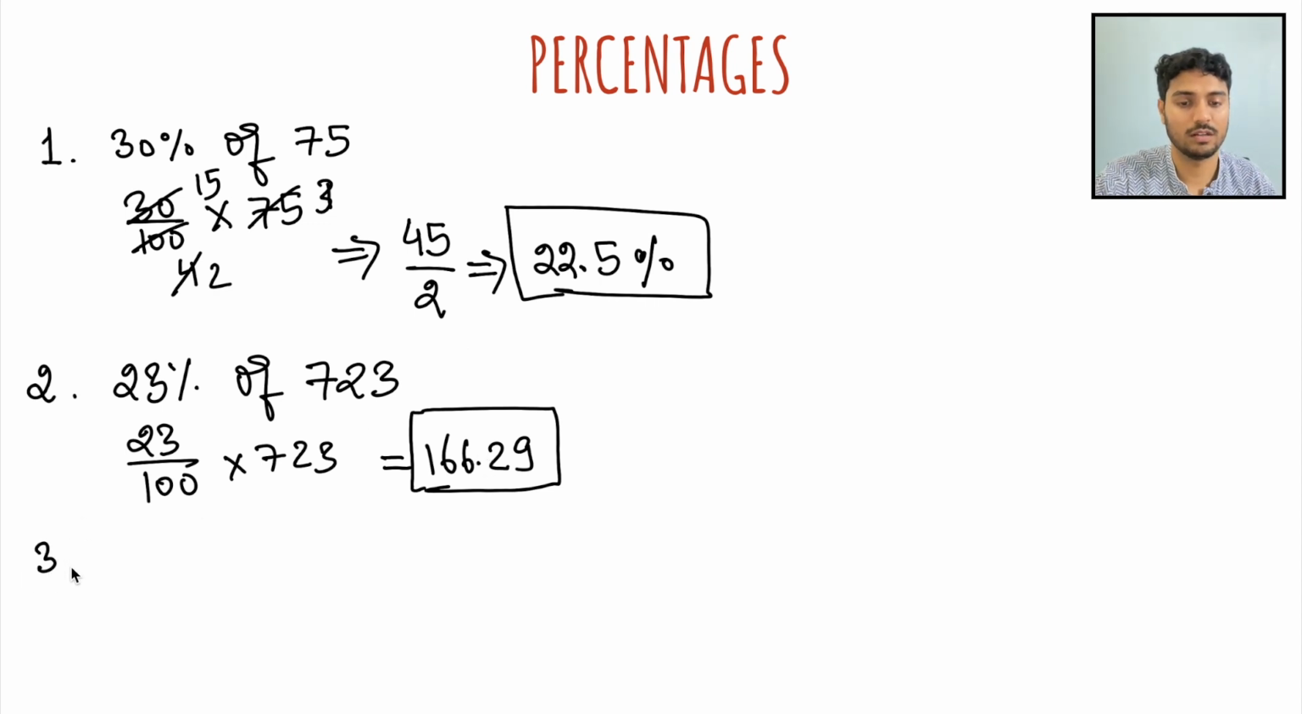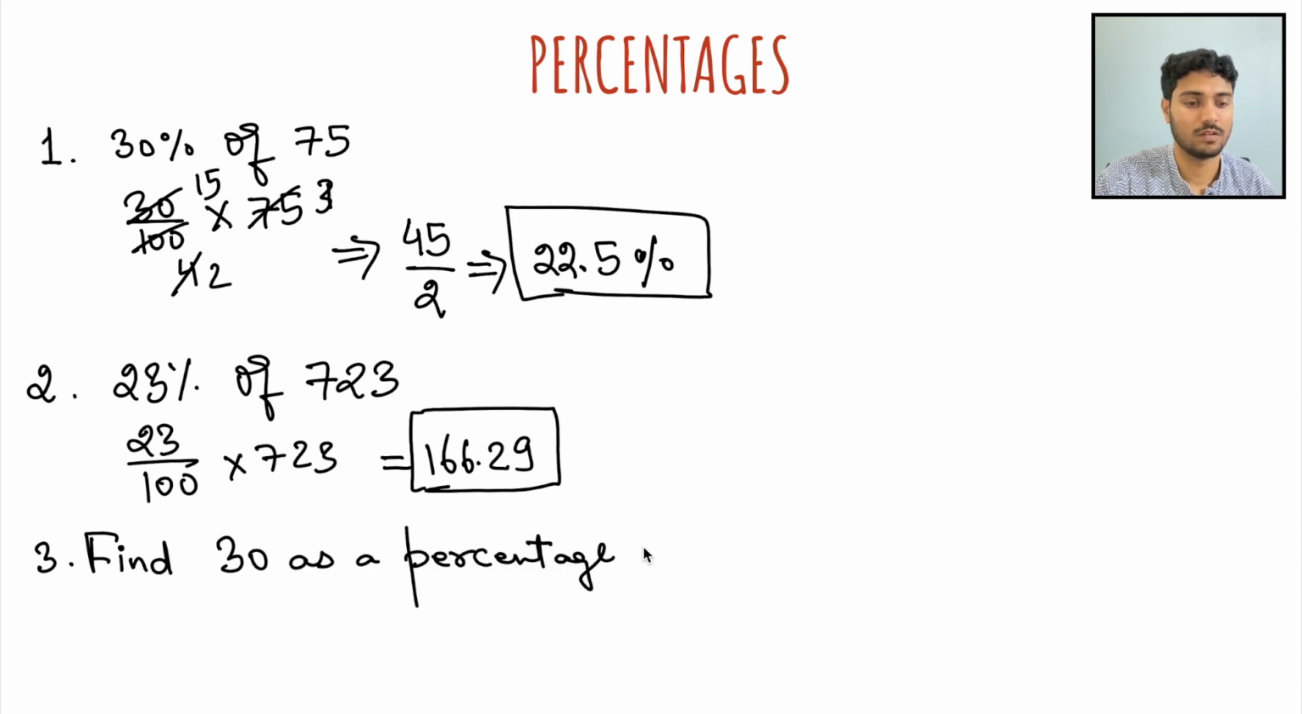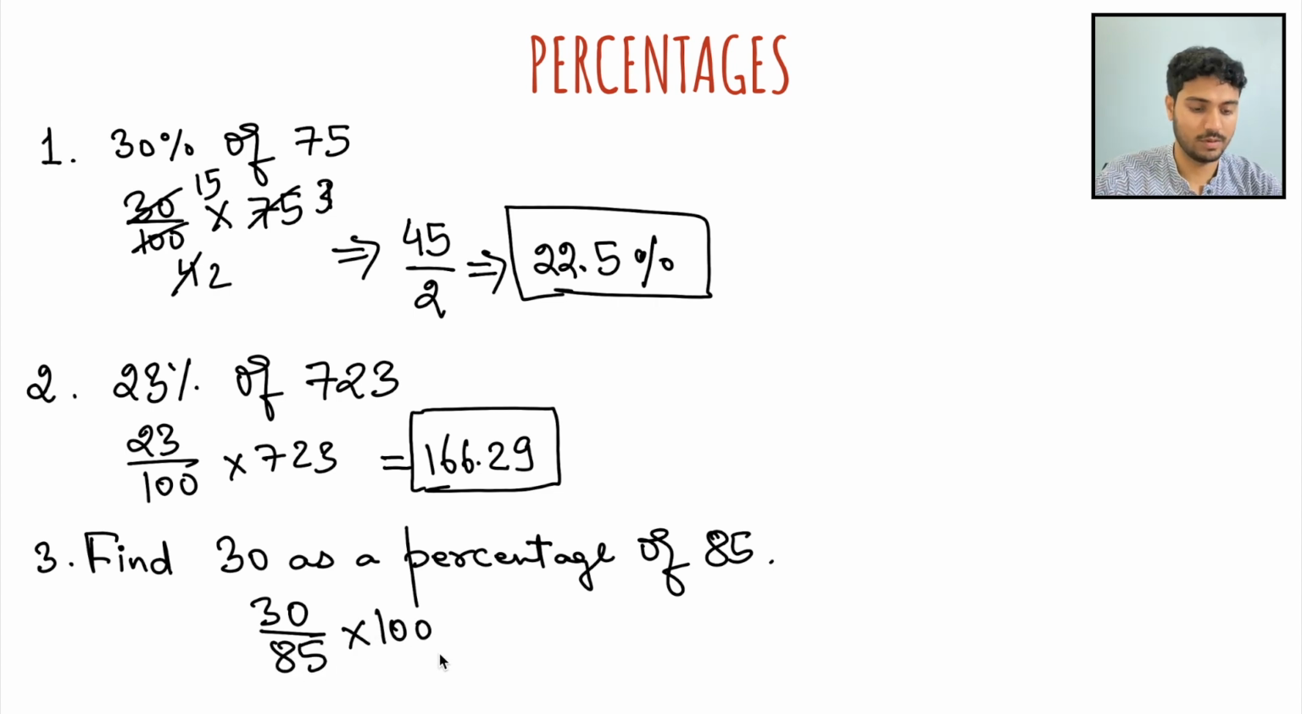Sometimes we also see questions like this where it says find 30 as a percentage of 85. This means 30 is what percentage of 85, so we'll do 30 divided by 85 multiplied by 100. We will get 35.29, or you can correct it to one decimal place, that is 35.3. So this is how we calculate the percentages.